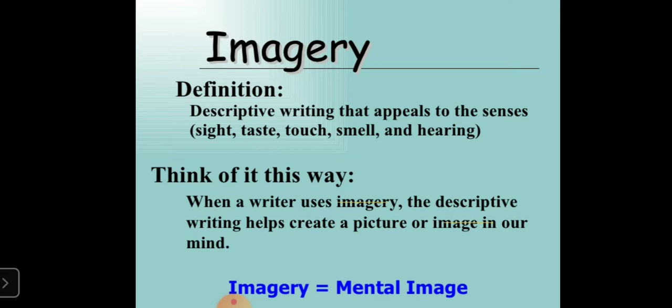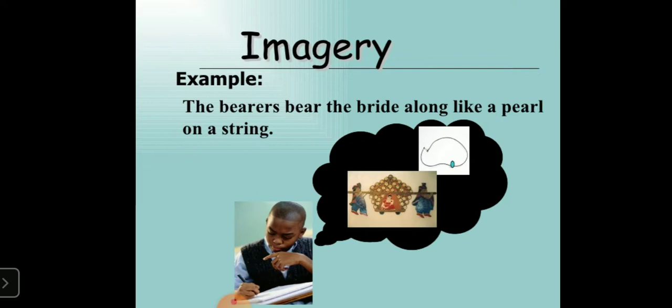While we read out or write out a certain sentence and it creates a picture in our mind, that is called imagery. See another example over here. The bearers bear the bride along like a pearl on a string. The boy sitting over here in the picture, you must be watching it, is reading out or writing down the sentence.